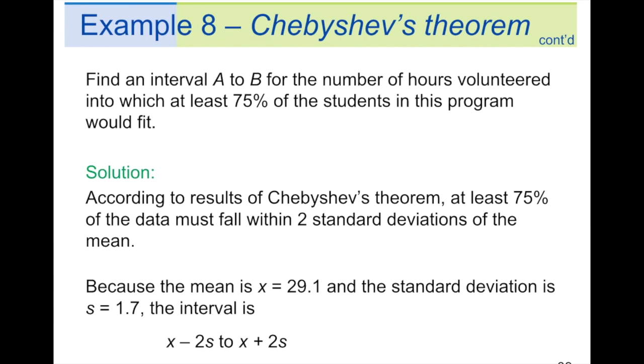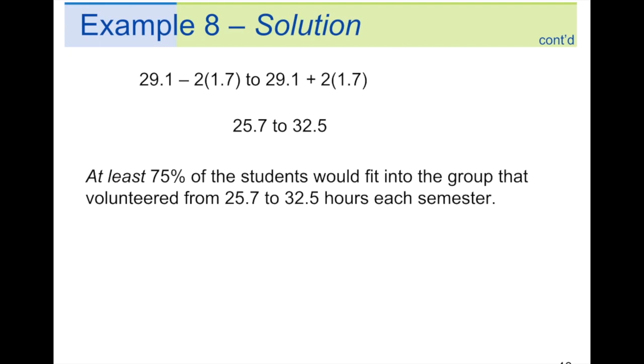Because the mean is 29.1 and the standard deviation is 1.7, the interval is x minus 2s to x plus 2s, which will be a range of 29.1 minus 2 times 1.7 to 29.1 plus 2 times 1.7, which, once you do the math out, is 25.7 to 32.5. So that's our interval. Based on that, at least 75% of the students would fit into the group that volunteered from 25.7 to 32.5 hours each semester.